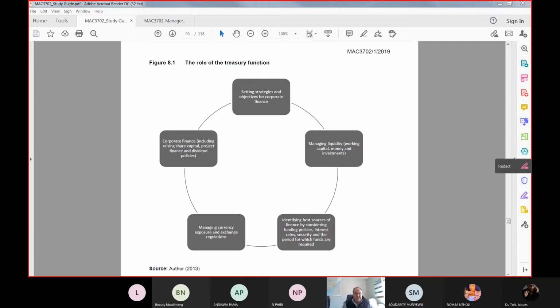Okay. The next one is corporate financing, including raising share capital, project finance, and the dividend policies.